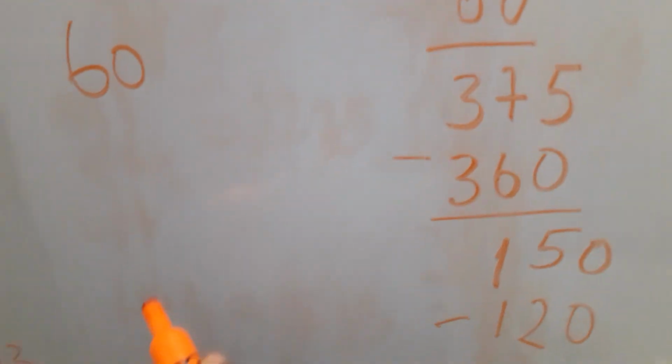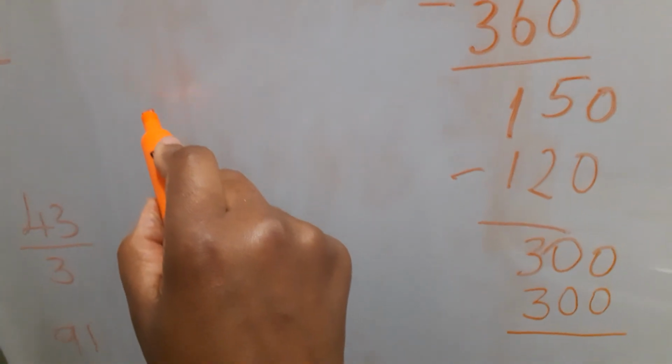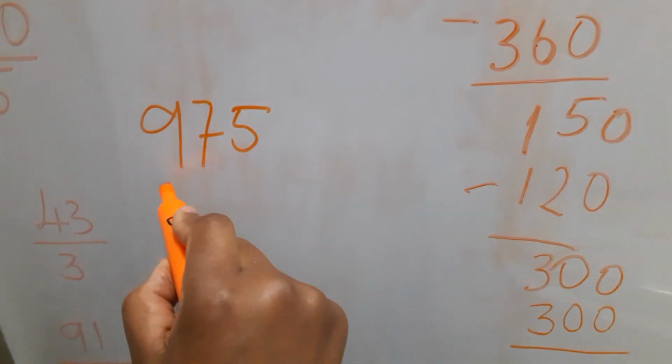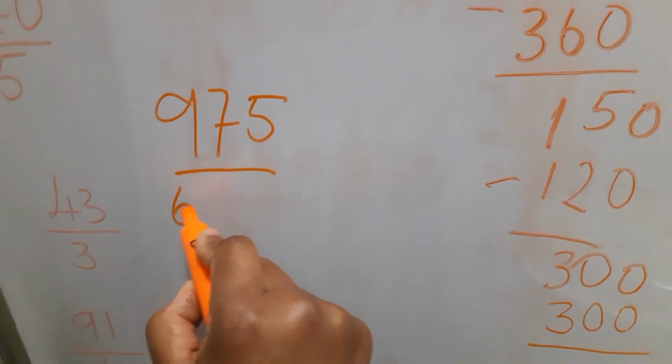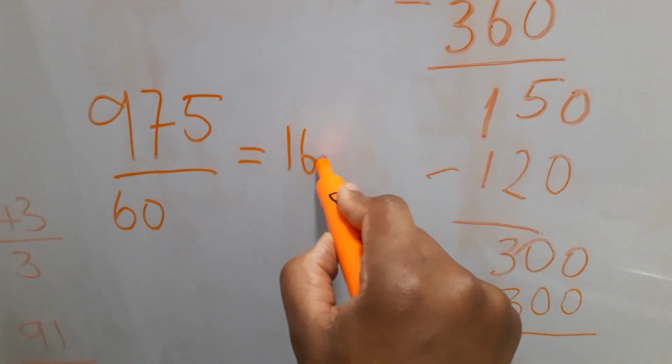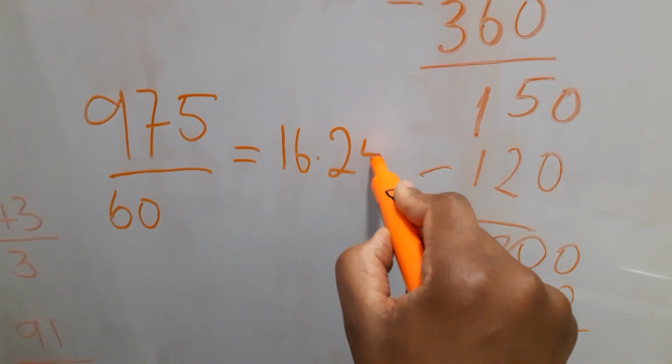So what will our answer be? So 975 divided by 60 equals 16.25.